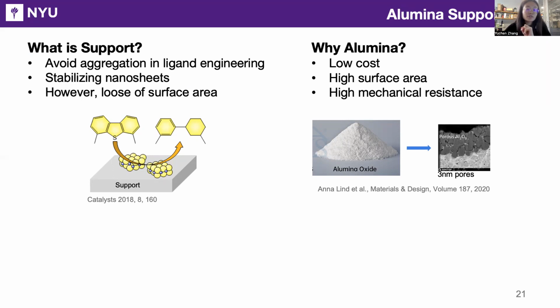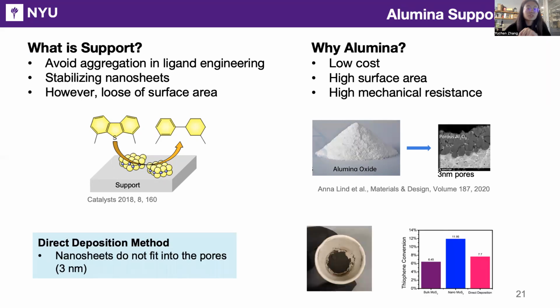So the thing now left is how to integrate those nanomaterials onto the support. There are two methods we could use. We first tried to deposit onto the support by direct deposition method, but we see the conversion of thiophene goes down compared to just MoS2 and supported MoS2. We think this is because the pores of the alumina are only 3 nanometers, and they are too small for the nanoparticles to fit inside the pores.